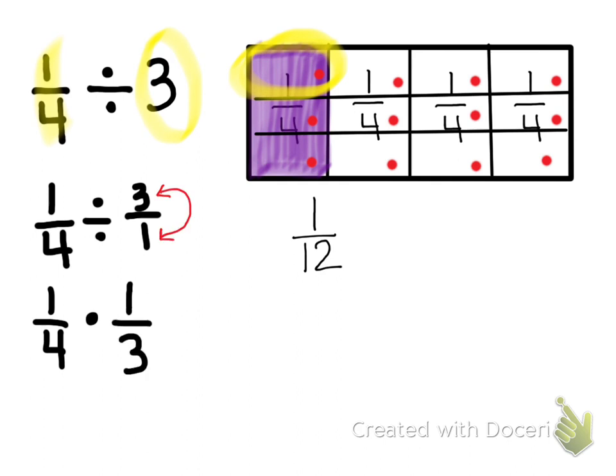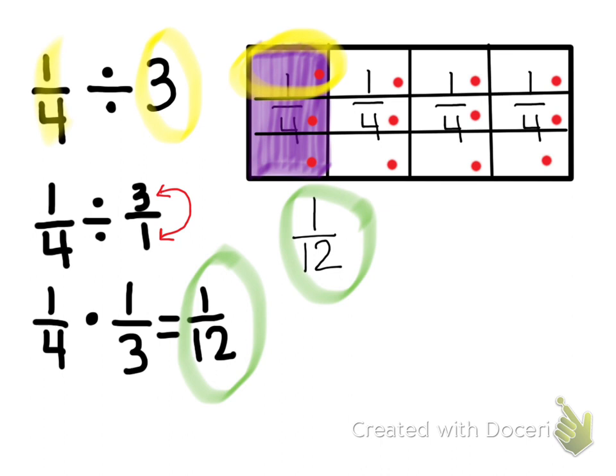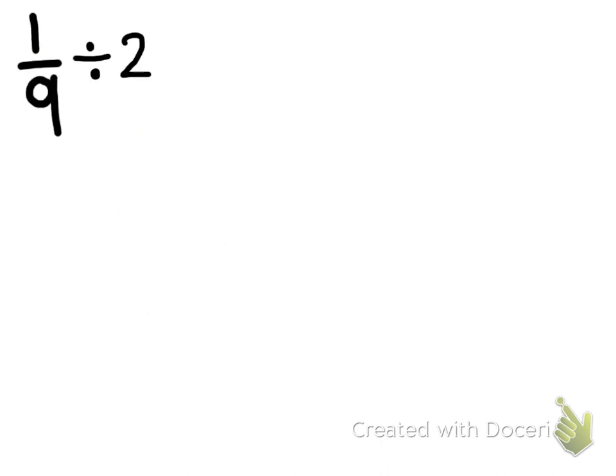Now, the nice thing about multiplying fractions is that you just multiply across. So 1 times 1 is 1, and 4 times 3 is 12. So I can conclude that 1/4 divided by 3 is 1/12. Okay, well, let's take a look at it again. I have 1/9 divided by 2. So I'm going to do the same thing.